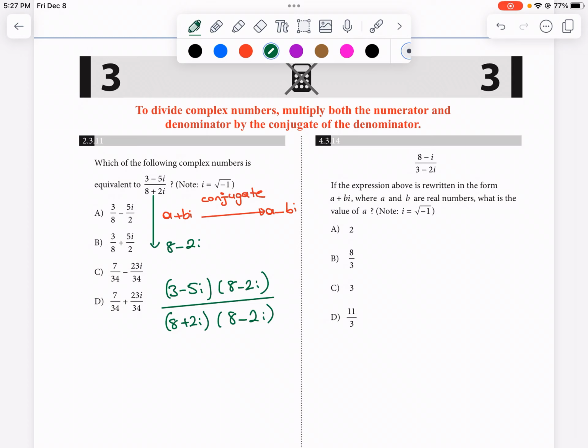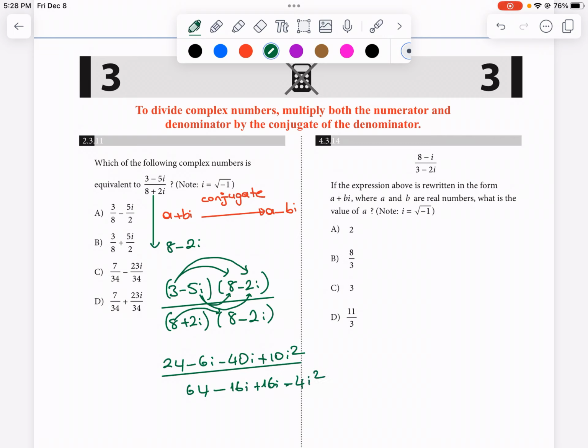Okay, so let's use the FOIL rule and multiply the complex numbers. 3 times 8, 24. 3 times -2i is -6i. -5i times 8, -40i. And -5i times -2i makes positive 10i squared. Divided by, using the same rule, 8 times 8 is going to be 64. 8 times -2i, -16i. And then 2i times 8 makes 16i. And 2i times -2i is going to be -4i squared.